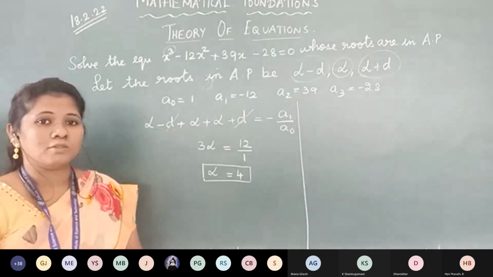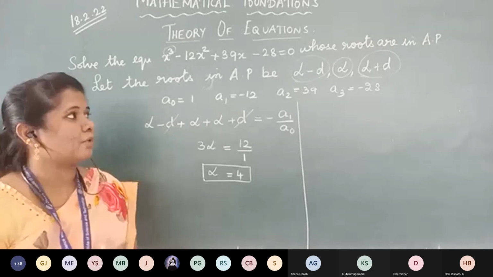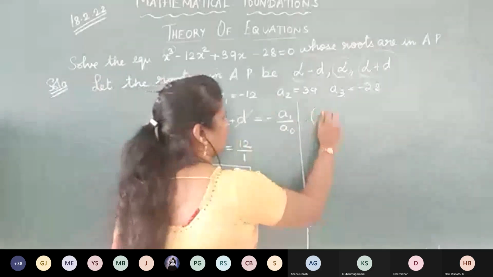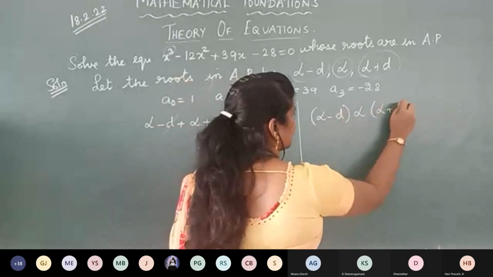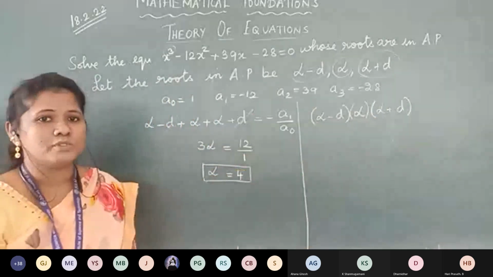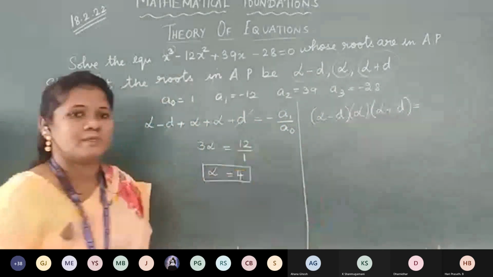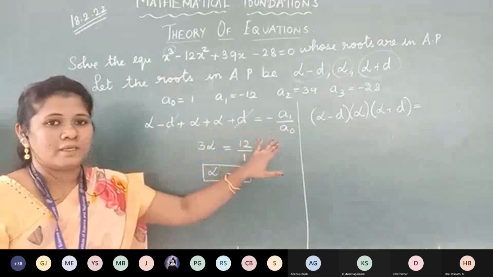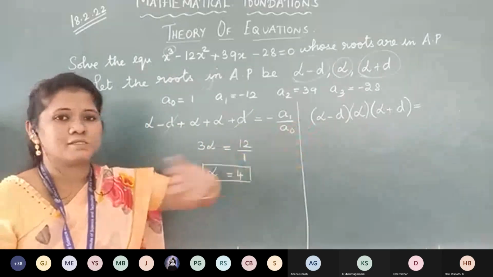If you take the product of all the 3 roots, what is that equal to? I am taking the product of your 3 roots, alpha minus d, alpha and alpha plus d. When it is the product of 3 roots at a time, for 1 it is minus a1 by a0, for 2 it is a2 by a0, for 3 means?